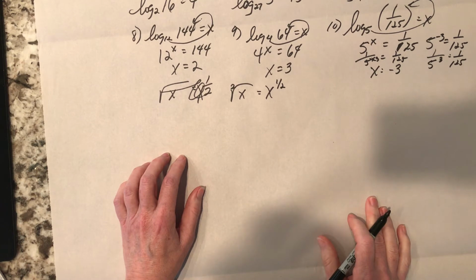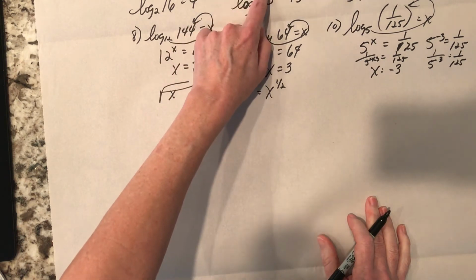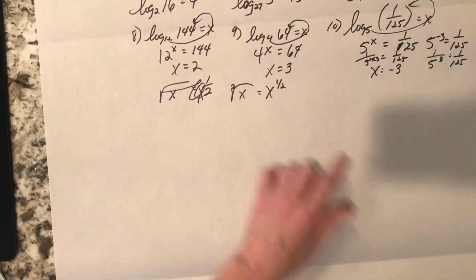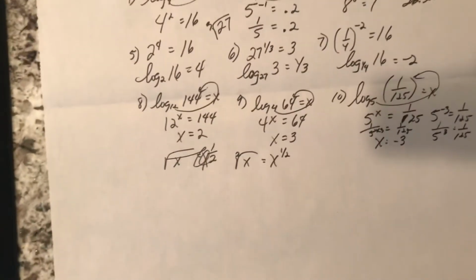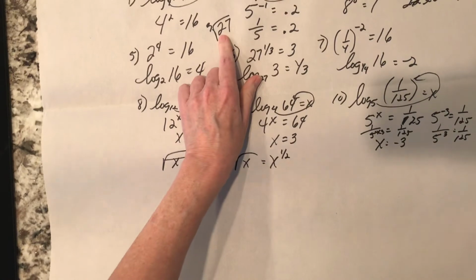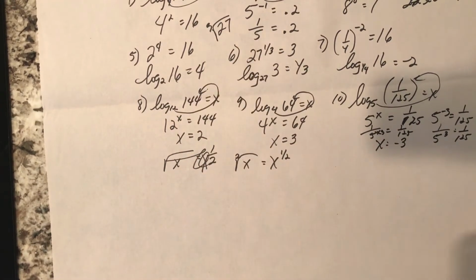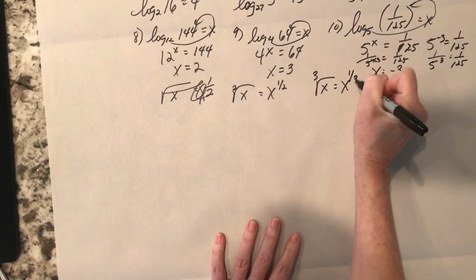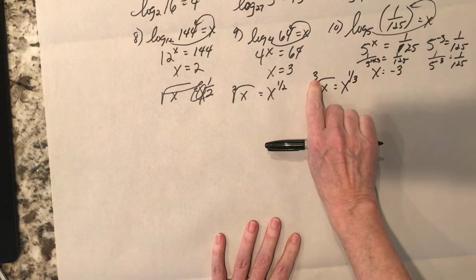Just like we played with it somewhere up here, where I was just reminding you that 27 to the 1/3 equals the cube root of 27. Same thing. That's what we're doing in this next little guy. So the cube root of x is the same thing as x to the 1/3, where the denominator is the index.